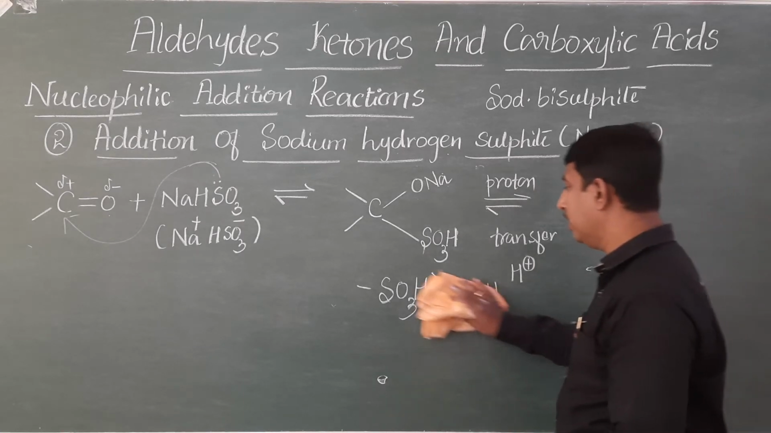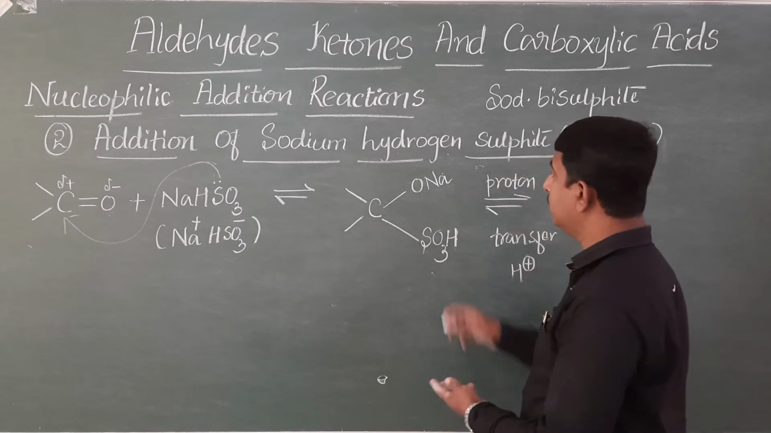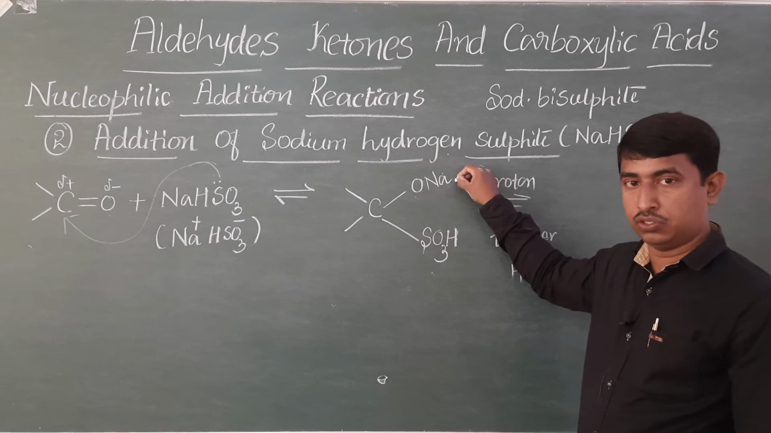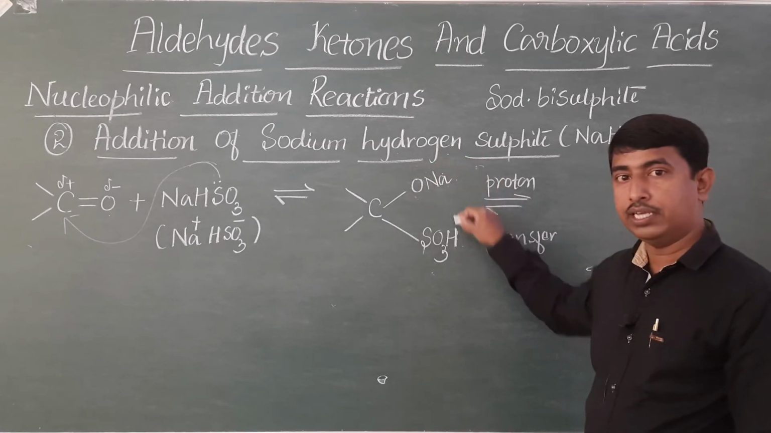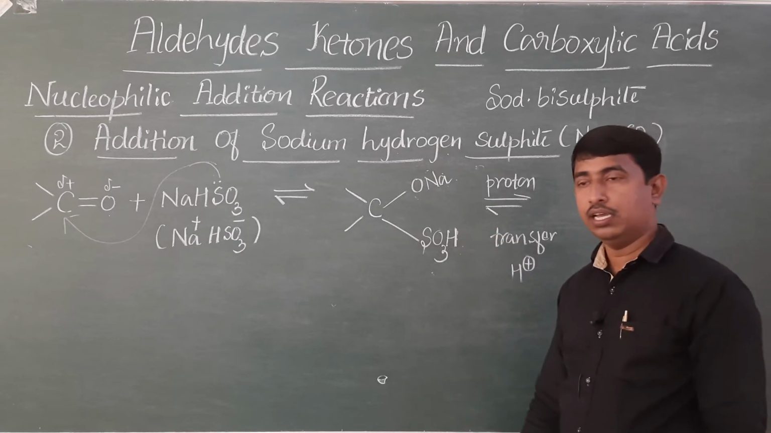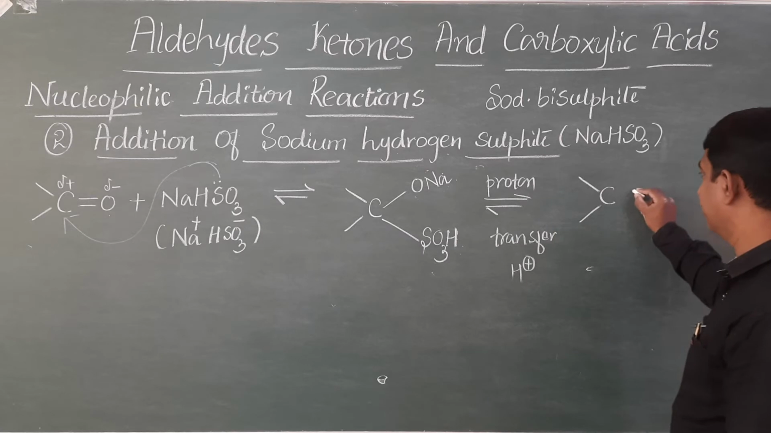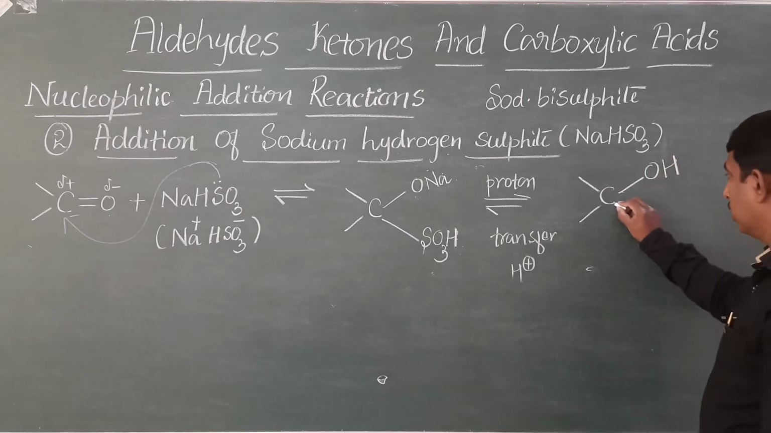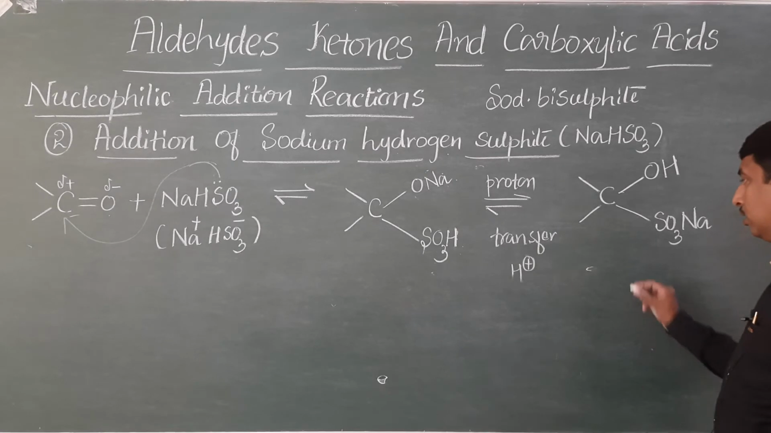Weaker acid. You can see here that OH has already been converted to its salt form, correct? So, this is the weaker one actually. This should not happen. So Na plus and H plus will be exchanged. So the final product will be like this: ONa becomes OH, and SO3H becomes SO3Na.